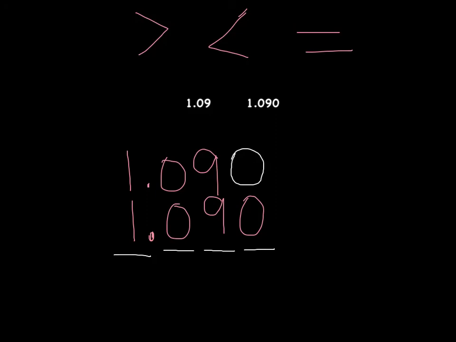So what does that mean? It means these numbers are equivalent. Note that 1 and 9 hundredths is equivalent to 1 and 90 thousandths.